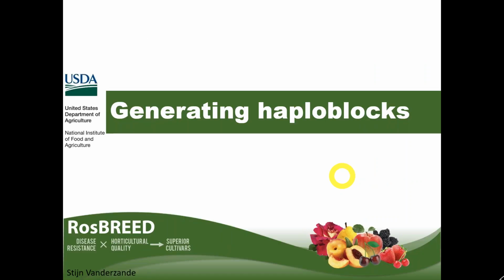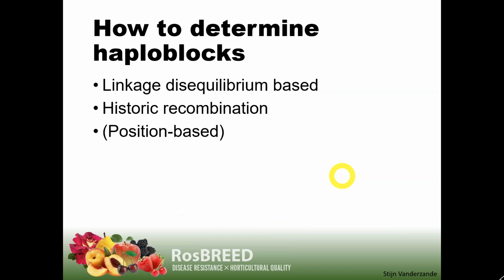So how do we make our haploblocks? How do we know which markers are grouped together and which ones are not? The 2 main ways I've done it are either based on linkage disequilibrium or based on historic recombination. There are other ways to group your markers, for instance, using positions, but I'll come back to that. We shouldn't really call these haploblocks, at least not based on the definition I gave before.